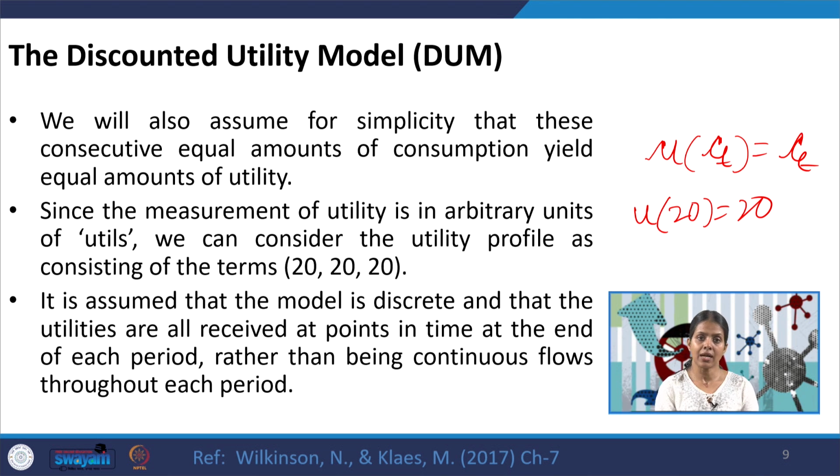It is assumed that the model is discrete and that the utilities are all received at points in time at the end of each period rather than being continuous flows throughout each period. So, basically if this is 3 years, then you are receiving the first 20 at the end of first year, the second 20 at the end of second year and the third 20 at the end of third year.